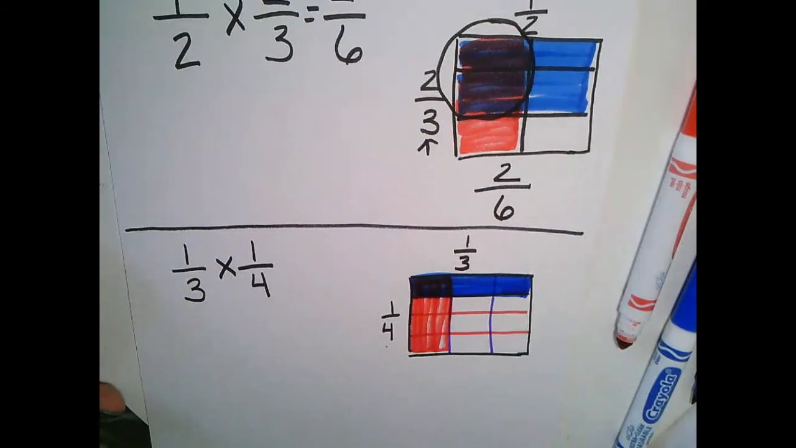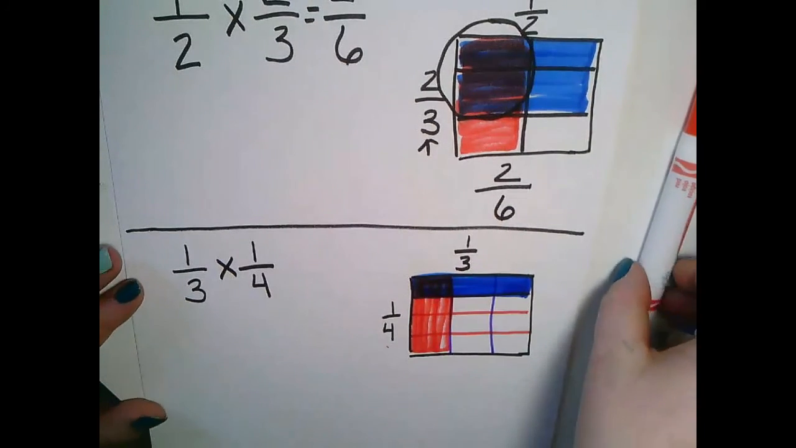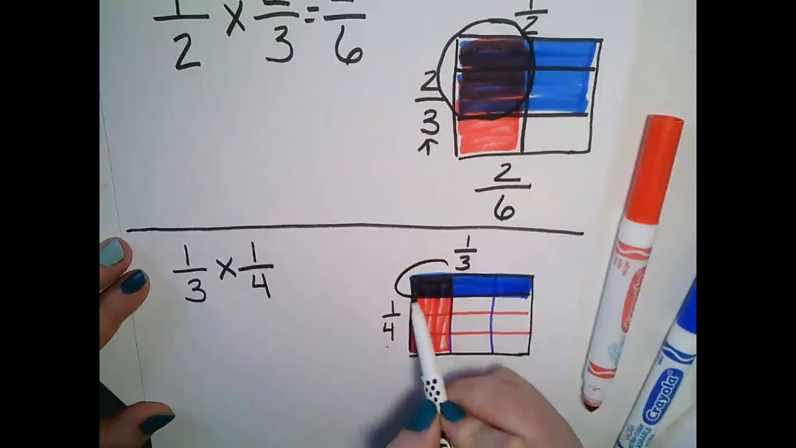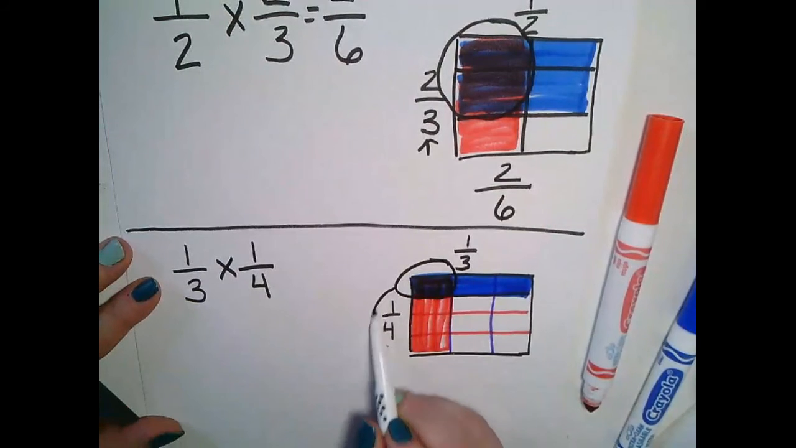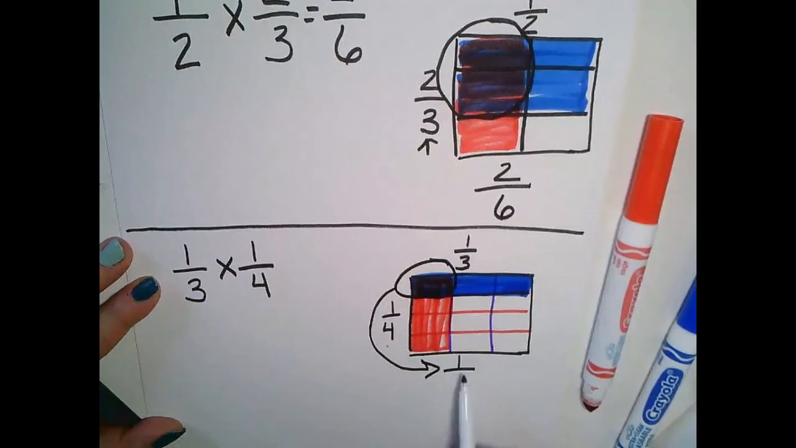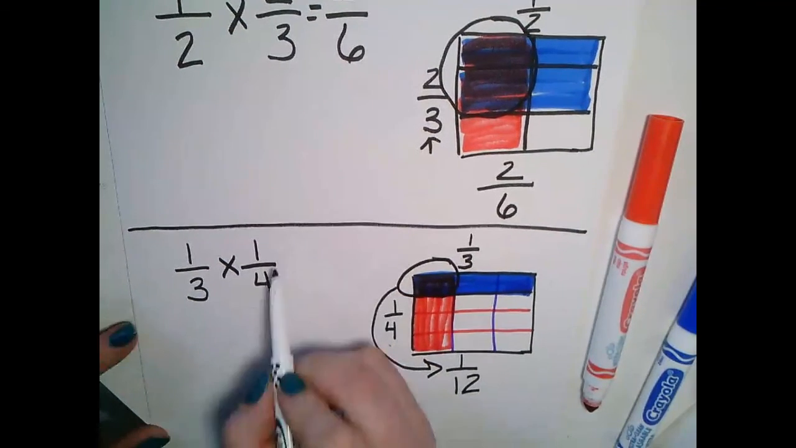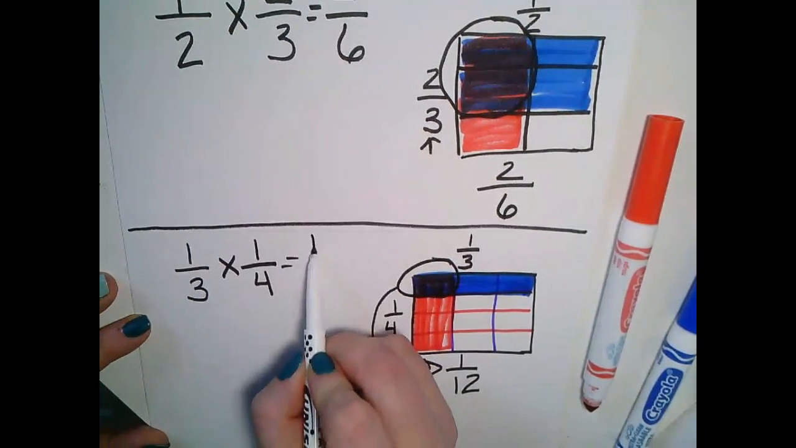Now, what is our answer? Our answer is 1 out of 1, 2, 3, 4, 5, 6, 7, 8, 9, 10, 11, 12. And our answer is 1/12. So 1/3 times 1/4 is 1/12.